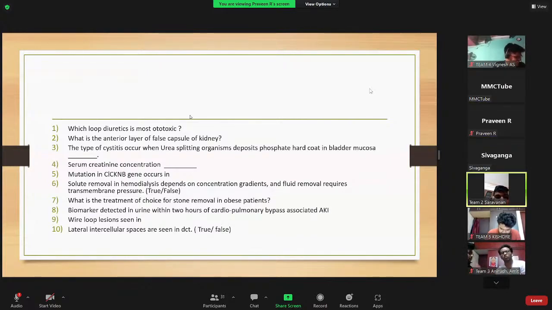The first one is ethacrynic acid. Anterior layer of false capsule of kidney. Type of status in serious fitting organism. Phosphate upload the serum creatinine. Mutation in CLCNKB is type 3 Bartter. Solute removal, hemolysis, concentration gradient, fluid removal, transfer. Sixth one is true.